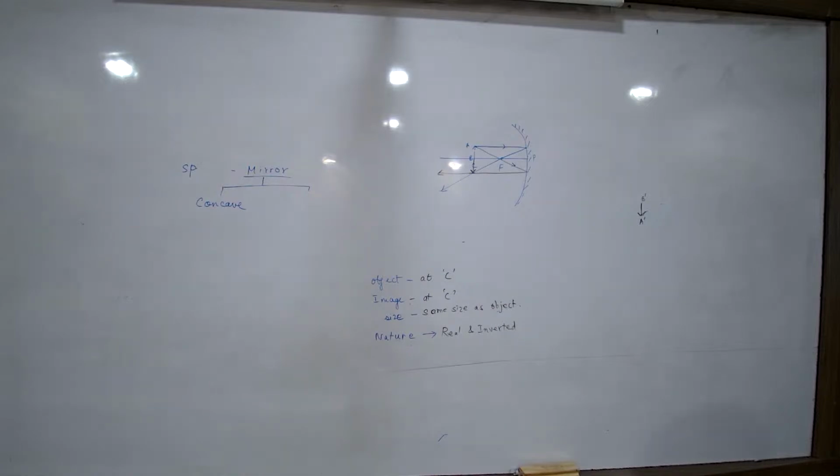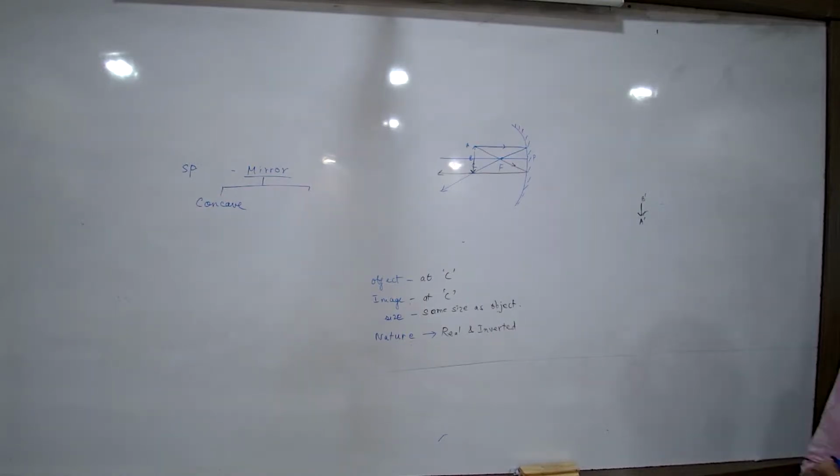Okay. Now all of you please look at the table here. Go back to the table. What all have we done? First, second, third, done. At C, same size, real and inverted.